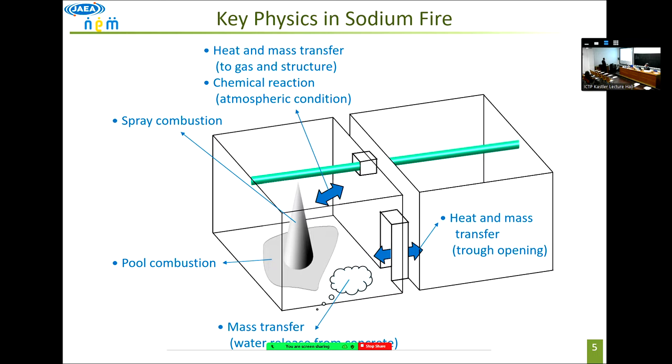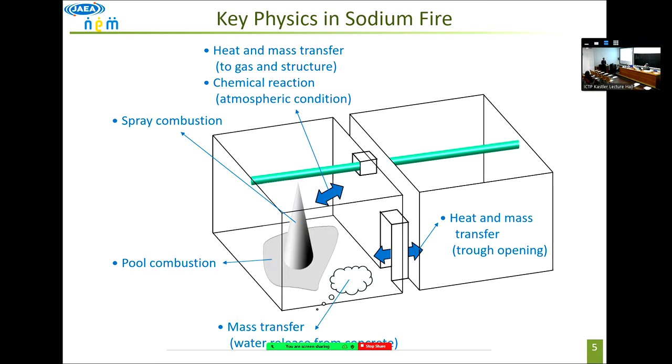In these cases, firstly we will have spray combustion here. If the oxygen is enough for the spray combustion, there will be no unburned sodium, and we only need to take into account the sodium spray fire. But in many cases, as you see, the secondary loop is segmented into small compartments. So some unburned sodium will pile up on the floor, and then it makes a pool combustion. And of course, the chemical reaction caused by the sodium-water reaction is quite important.